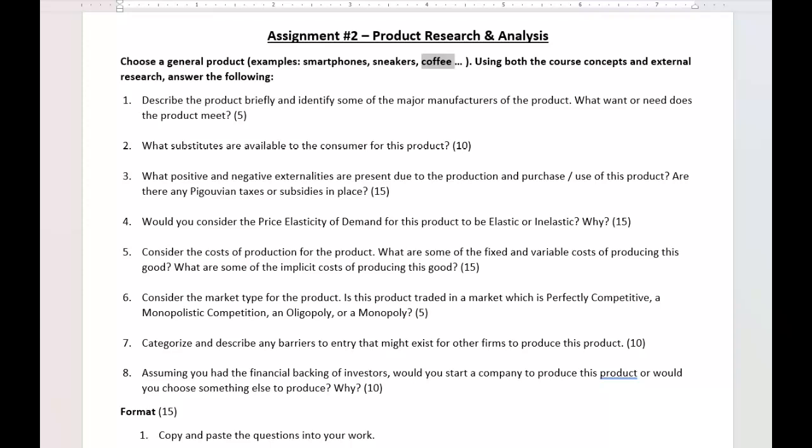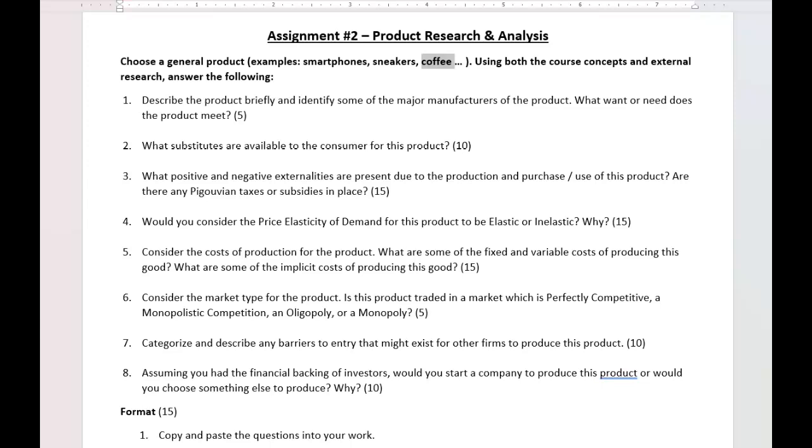So we're going to be doing some research online. We'll be thinking about the things that we talked about in the course, and we're just going to run through a series of analyses. We're going to analyze the market for this product and perhaps how viable it might be for us to compete in this same market.